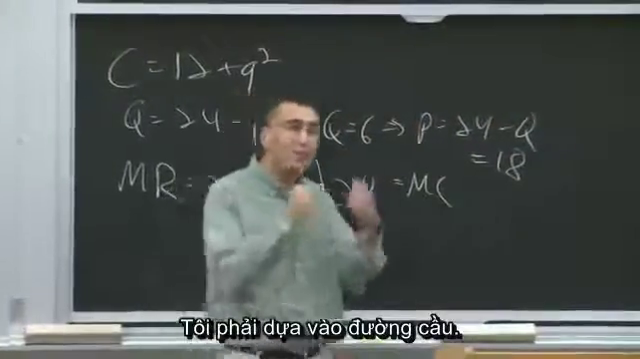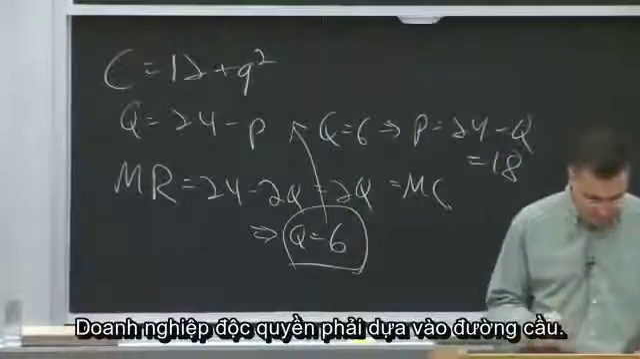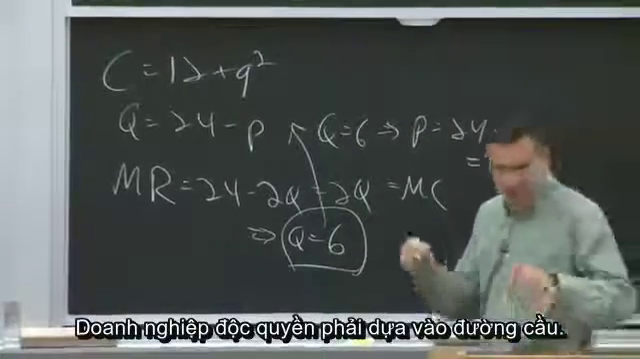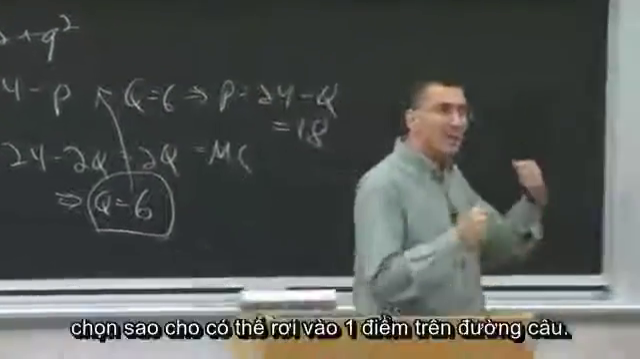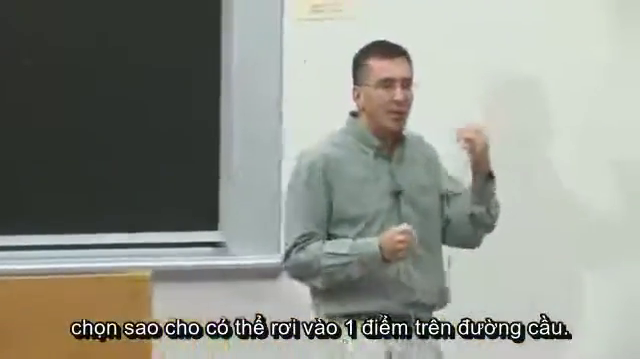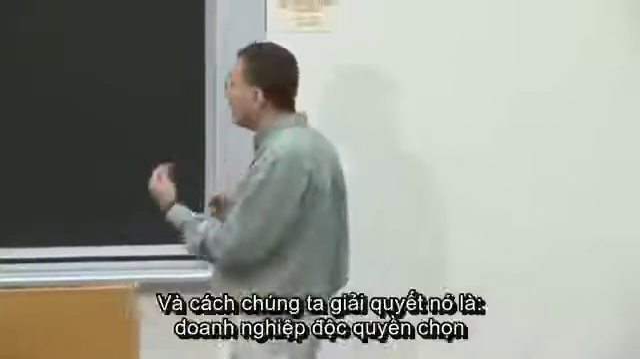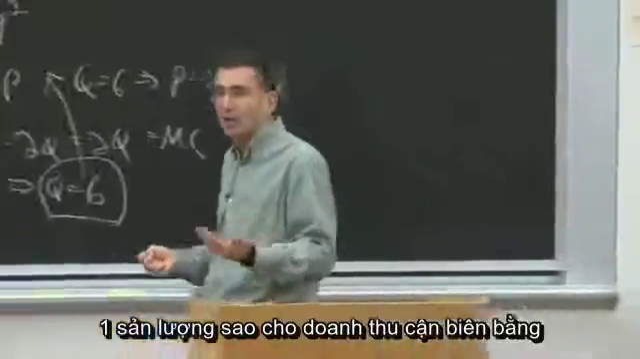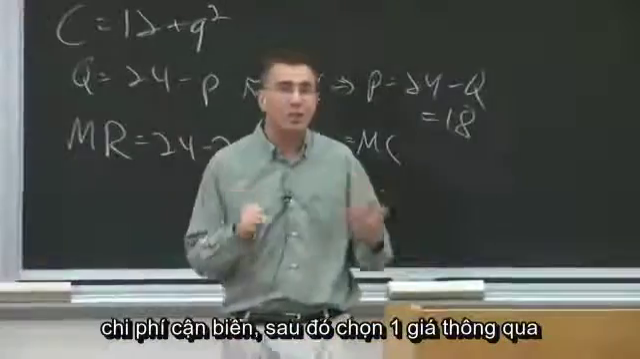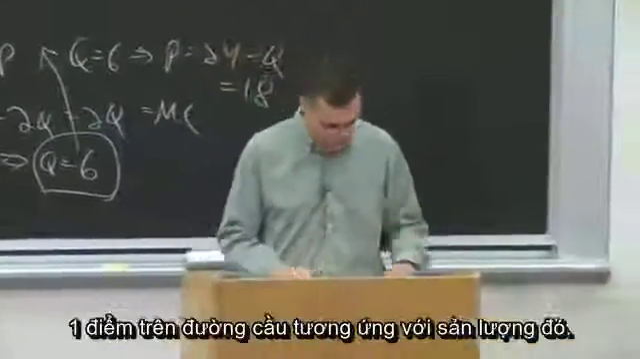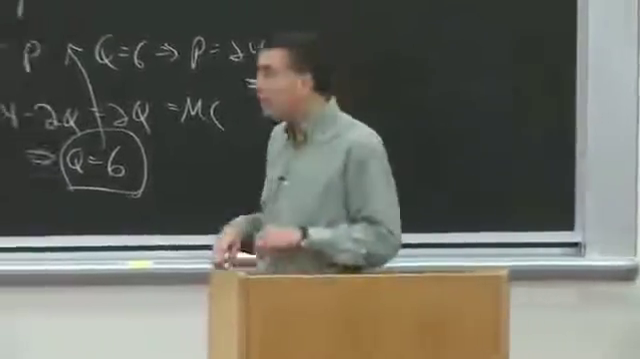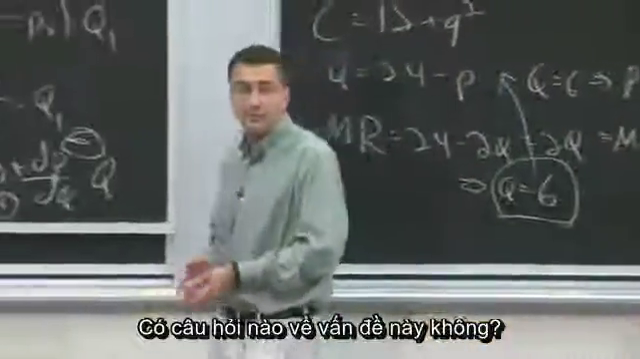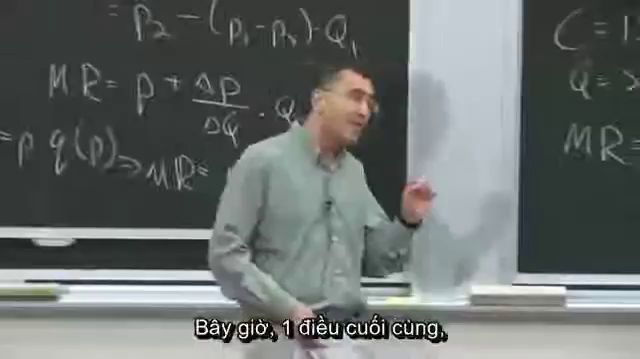Okay? So I've got to respect the demand curve. The monopolist has to respect the demand curve. The monopolist picks both price and quantity, but he has to pick them such that you get a point on the demand curve. And the way we solve it is the monopolist chooses a quantity to set marginal revenue equal to marginal cost, and then chooses the price that's consistent with demand for that quantity. Okay? Questions about that?